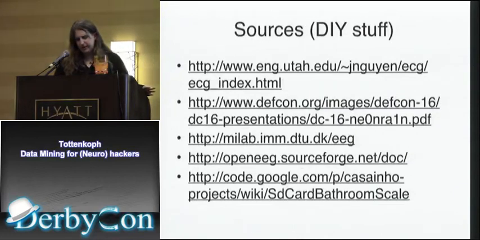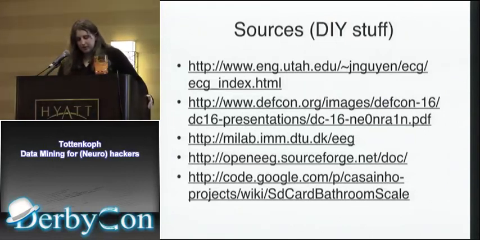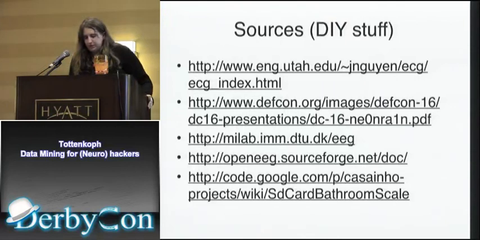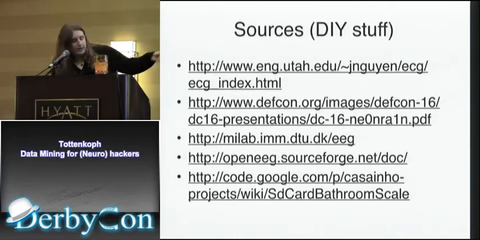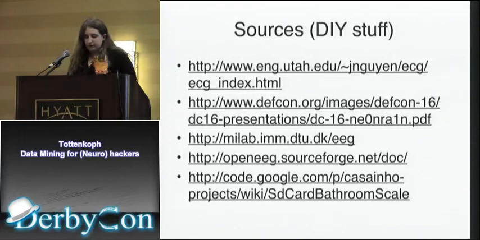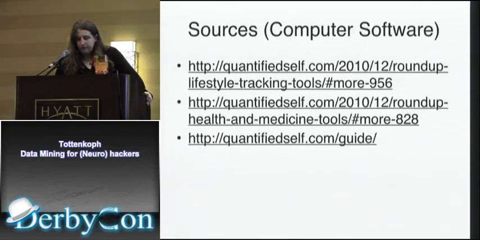This DIY stuff. The top one is the guy who made the do-it-yourself ECG for under $50. I stole a whole bunch of, well, not a whole bunch, but quite a few ideas from Neon Rain, because she's been doing a lot of stuff with EEG and EKG. The Open EEG project from SourceForge and the Google Code page. All the apps I stole from Lifehacker Lists about 2 weeks ago. Computer software is the Quantified Self website.